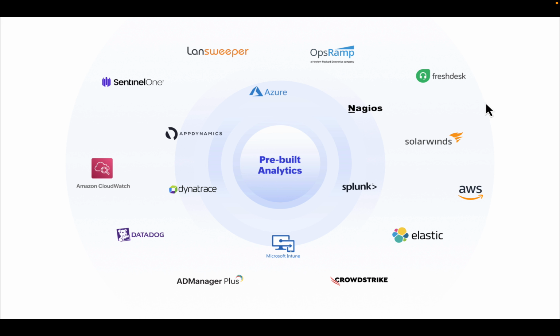IT operations is where we have had the biggest expansion. We now support direct integrations with AppDynamics, Datadog, Dynatrace, SolarWinds, Splunk, OpsRamp, and Nagios. These platforms are leaders in infrastructure monitoring, application performance management, log analytics, and hybrid cloud visibility. And now you can bring data from these sources into Analytics Plus with just a few clicks. You will be able to manage all the metrics, alerts, and events under a single roof.